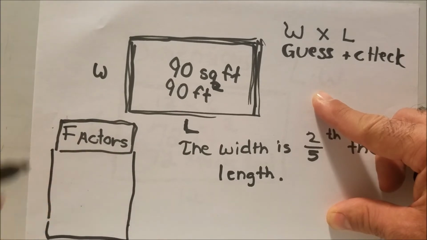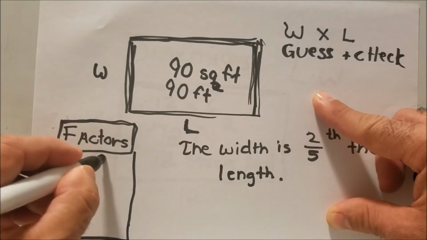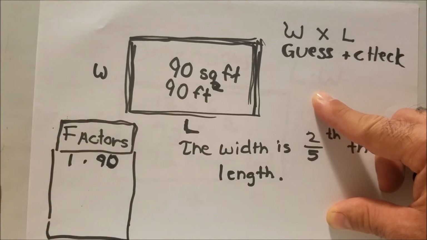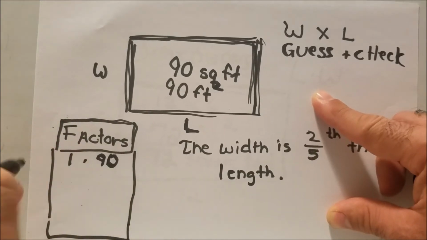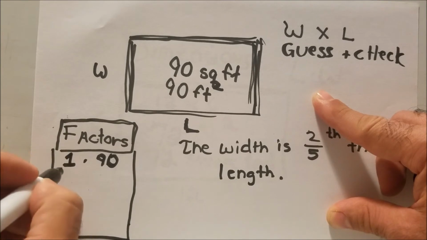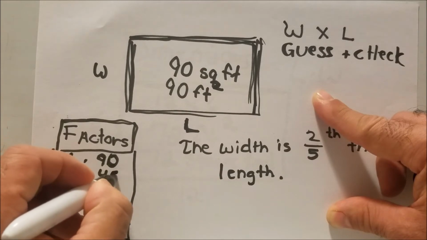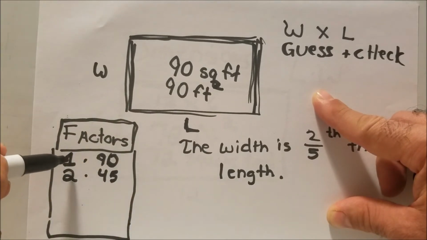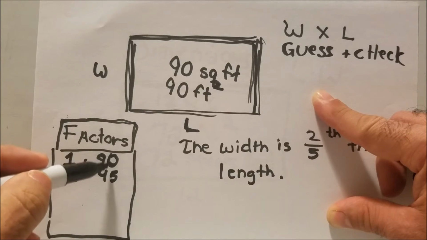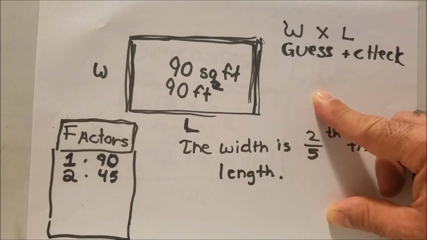Right? Well, we know that 1 times 90 is 90. So then we can go down. We can go to the next number, 2. Does 2 go into 90? Yes, 2 times 45 is 90. So as you can see, as this row gets higher, this row will get lower, so you won't miss anything.